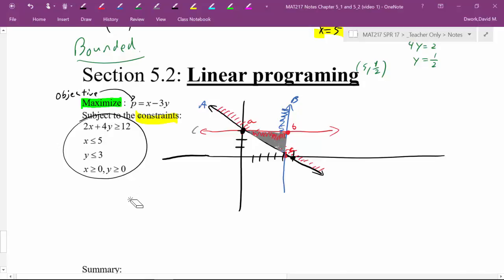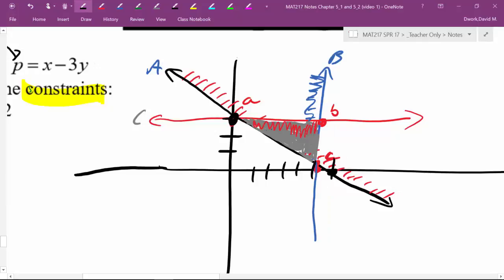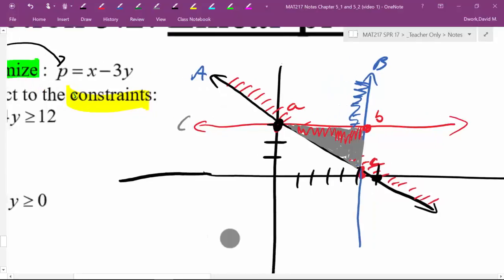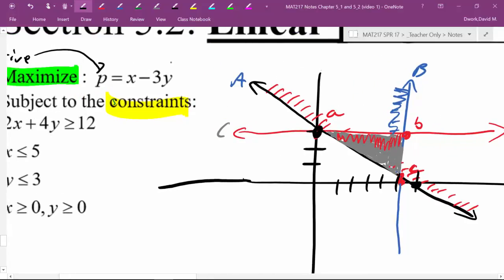So now I know that any possible solution to this system lies in this shaded area. It lies in the gray area. So now the question is which of these points, which of these x and y values, is going to give me the largest outcome for my p?